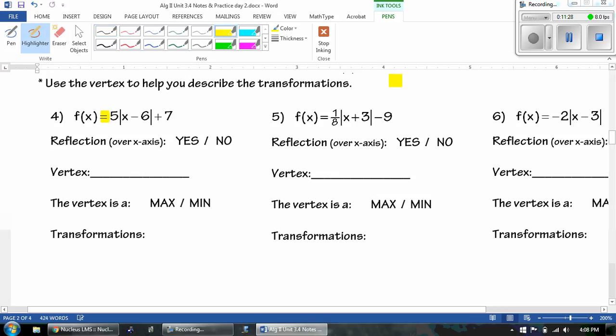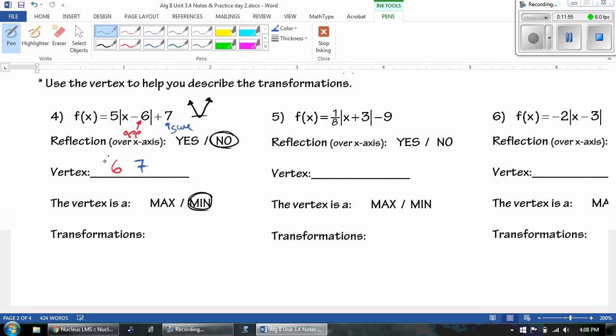So remember, the first thing we always check, is there a negative out front? Because that's our reflection, so it's no. And since we know that it's no, we know that the vertex is going to be the minimum. Now we have to find the vertex. We take the opposite, which is a +6, and the 7 stays the same. So that vertex is 6, 7.